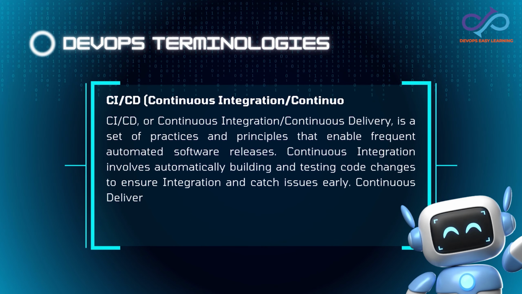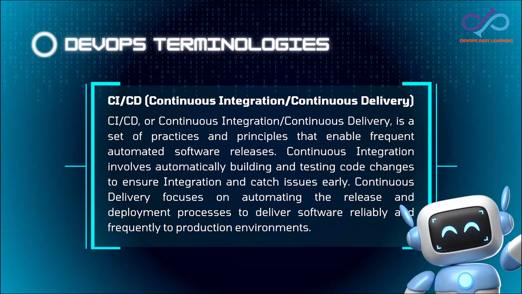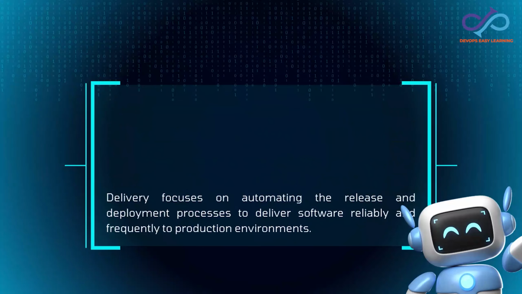CI/CD, or Continuous Integration, Continuous Delivery, is a set of practices and principles that enable frequent automated software releases. Continuous integration involves automatically building and testing code changes to ensure integration and catch issues early. Continuous delivery focuses on automating the release and deployment processes to deliver software reliably and frequently to production environments.